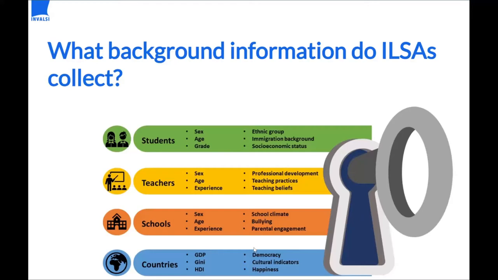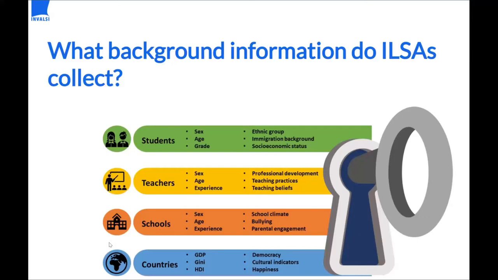And about the countries, this information is not really collected by the survey, but it can be easily merged with this information. And they don't collect it because it's only one variable per country. In general, it wouldn't make much sense. But if you want to do this kind of analysis, it is possible, and many researchers do include variables like GDP, Gini, or HDI, the Human Development Index, level or state of democracy, cultural indicators, happiness, and you name it.